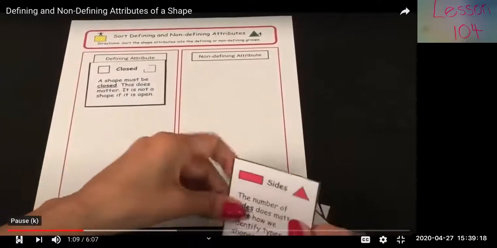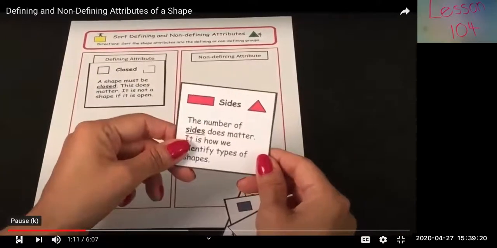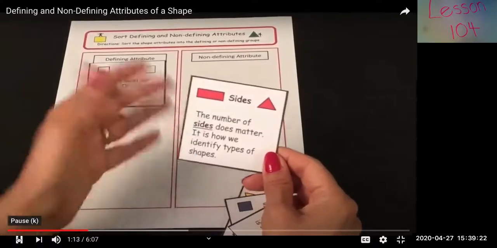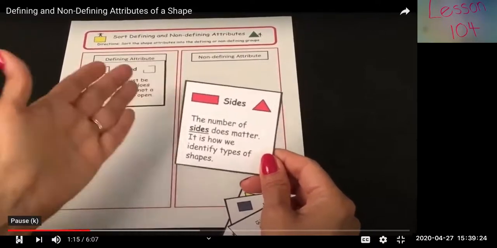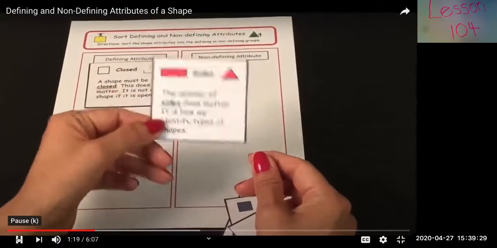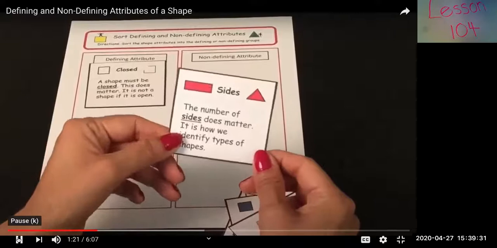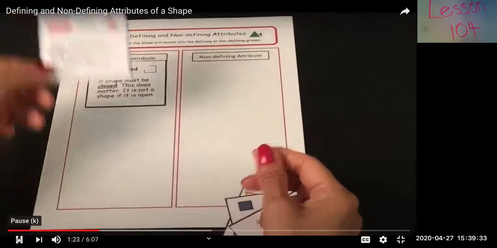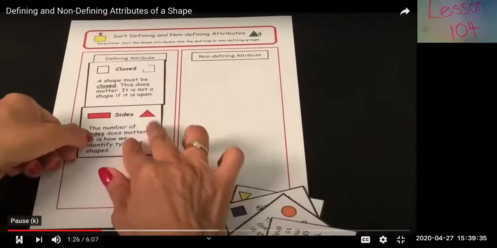The next defining attribute is the number of sides. The number of sides matters. This is how you know that it's a square or a triangle or a rectangle. So the number of sides matters in being able to be called a shape. So the number of sides is also a defining attribute.